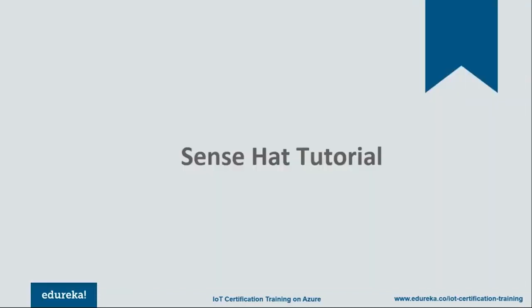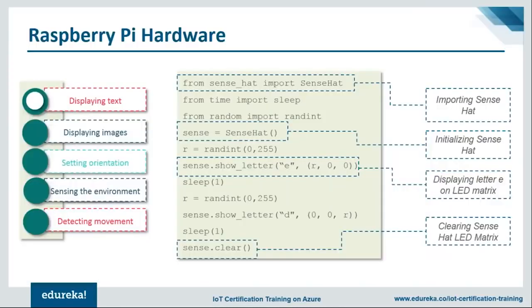Moving on, let's begin with our sensor tutorial. What we'll be doing is exploring 5 different demos to understand how the sensor component can be used effectively. The first thing that we'll be doing is implementing a very simple code and trying to display a certain letter on top of the Sense HAT. I'm going to display E and D, but the value of the color is going to be generated randomly. Let me run you through the code that's present here.